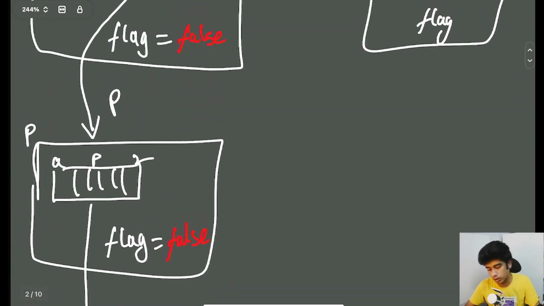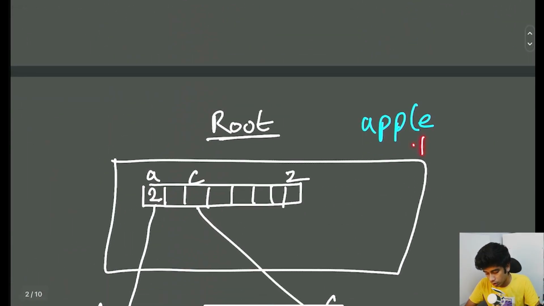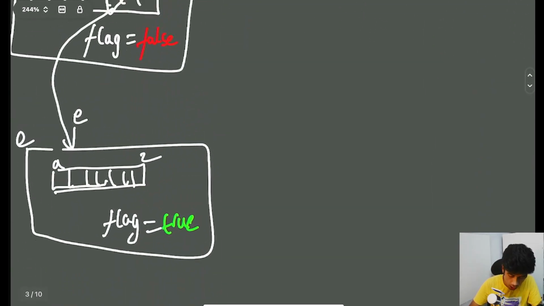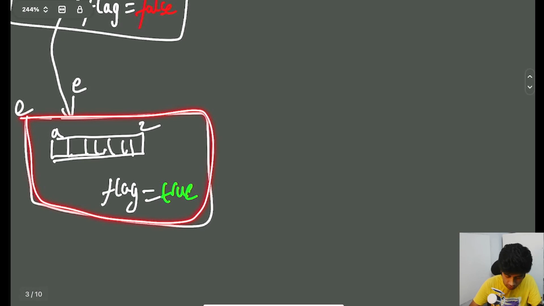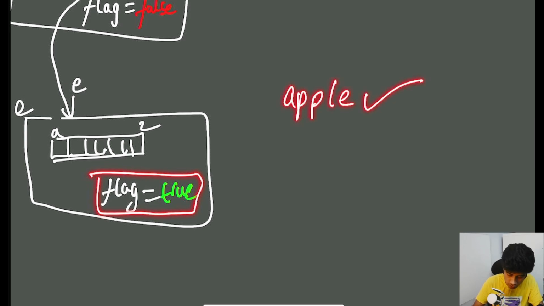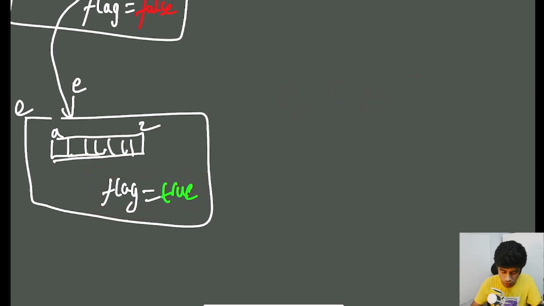Now here's the interesting part. Now the pointer is here. That means we've traversed the whole word. Now I'll check where I'm standing right now, which is at node E. I'll check whether my Boolean flag is true or not. If it's true, that means the word exists in the trie. If it doesn't, then the word doesn't exist. So since my flag is true, our word apple is confirmed to exist in the trie.